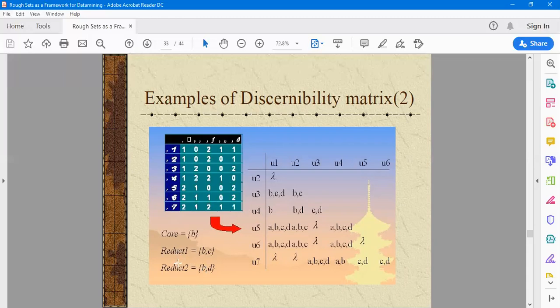So when you do the intersection of these two reducts, you get B. So B will be nothing but the core. That means B is a totally indispensable attribute. In whatever problem statement you have, depending upon this particular data set, B will be a compulsory attribute.